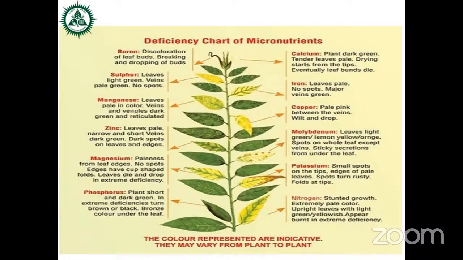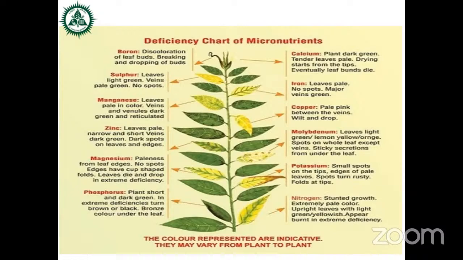Okay. So next is sulfur. In sulfur deficiency, leaves are light green, veins are pale green, and no spots are present. So there is yellowing in the younger leaves because of the sulfur. Then because of the manganese, leaves are pale yellow in color, and veins and venules are dark green.